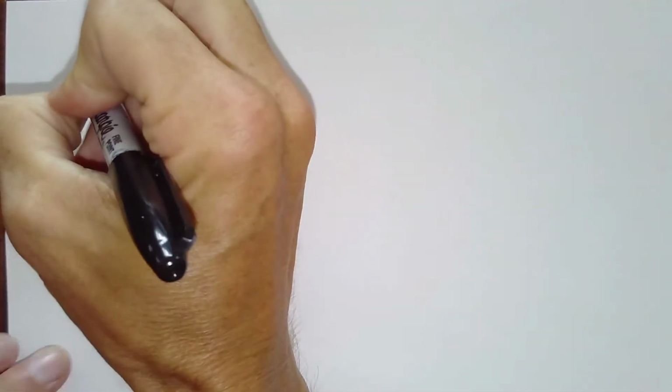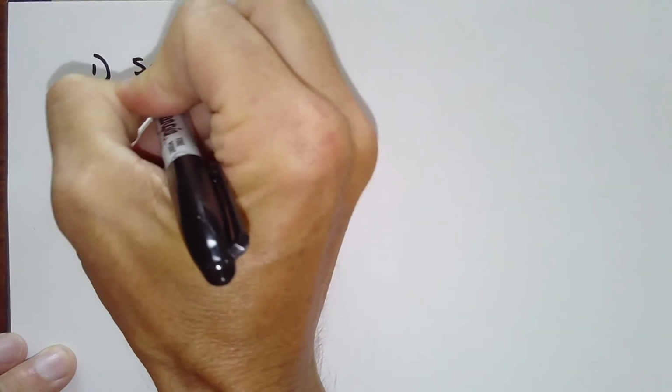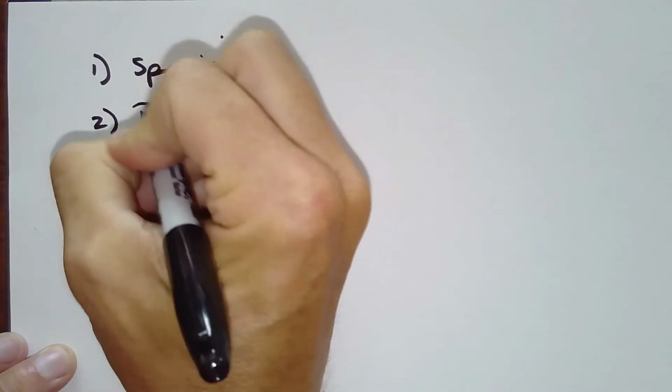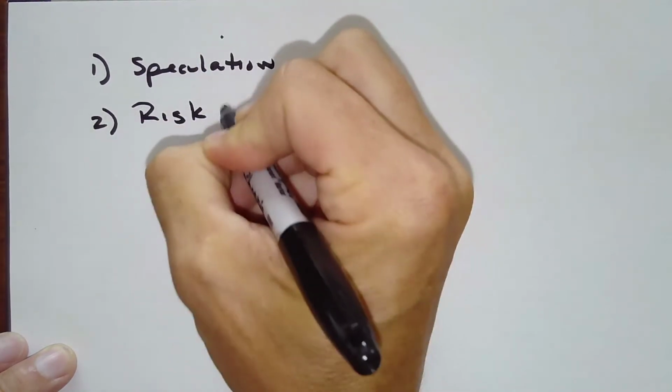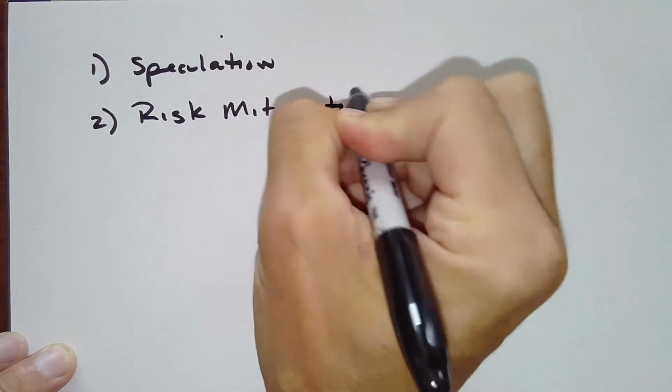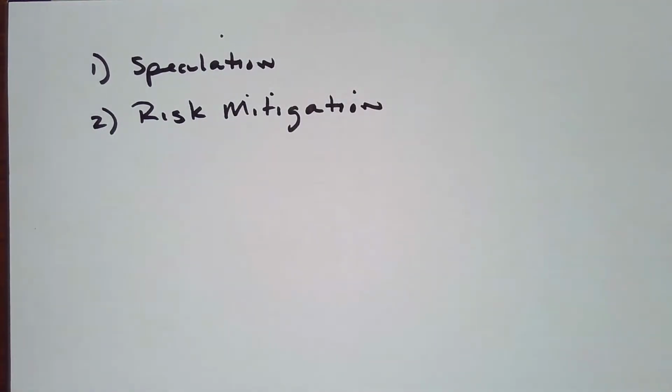Right, so we talked about derivatives before and what they were used for and why companies get into them. And so they get into them, if we recall, for two main reasons. One, for speculation, and the other reason for risk mitigation. Those are the two reasons why they get into them.